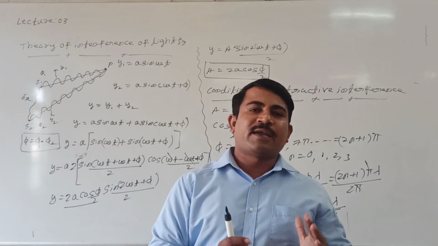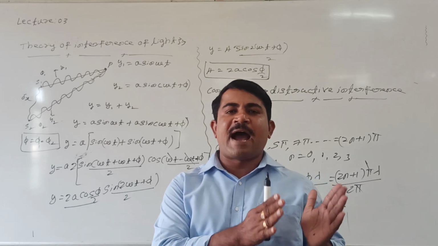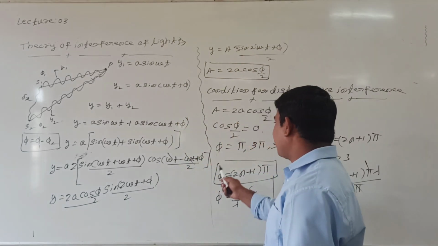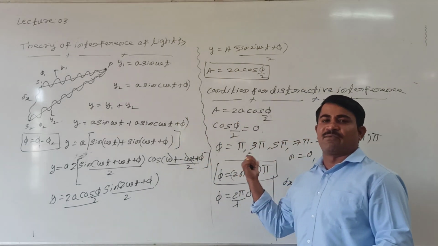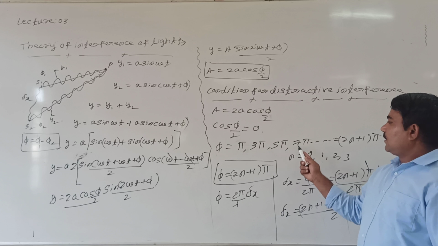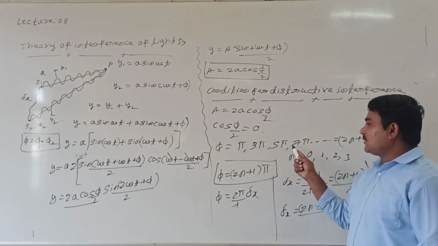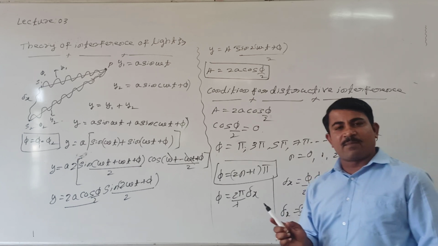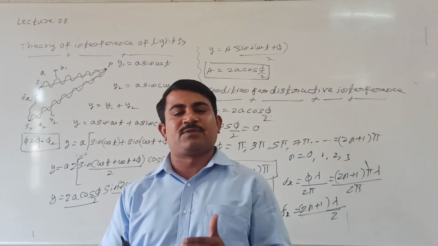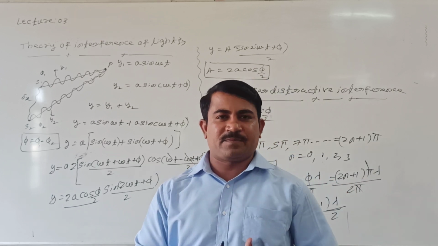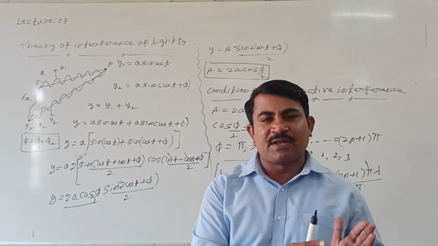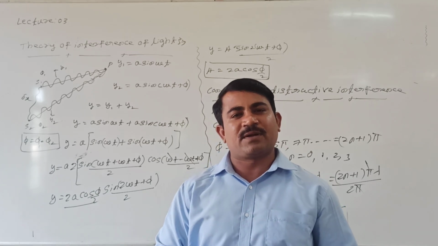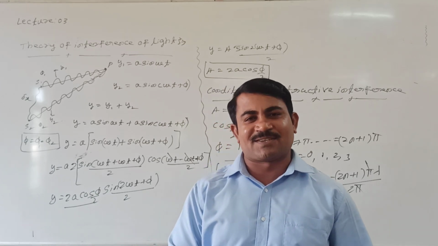So to get the minimum amplitude, the path difference must be equal to an odd integral multiple of lambda by 2, and the phase difference must be equal to an odd integral multiple of phi. See here, odd: 1, 3, 5, 7. These are odd integral multiples of phi. And this is lambda by 2, 3 lambda by 2, 7 lambda by 2, 9 lambda by 2. These are odd integral multiples of lambda by 2. This is the condition for constructive interference and destructive interference. The further study concerning interference of light, we'll see in the next session. Thank you guys.